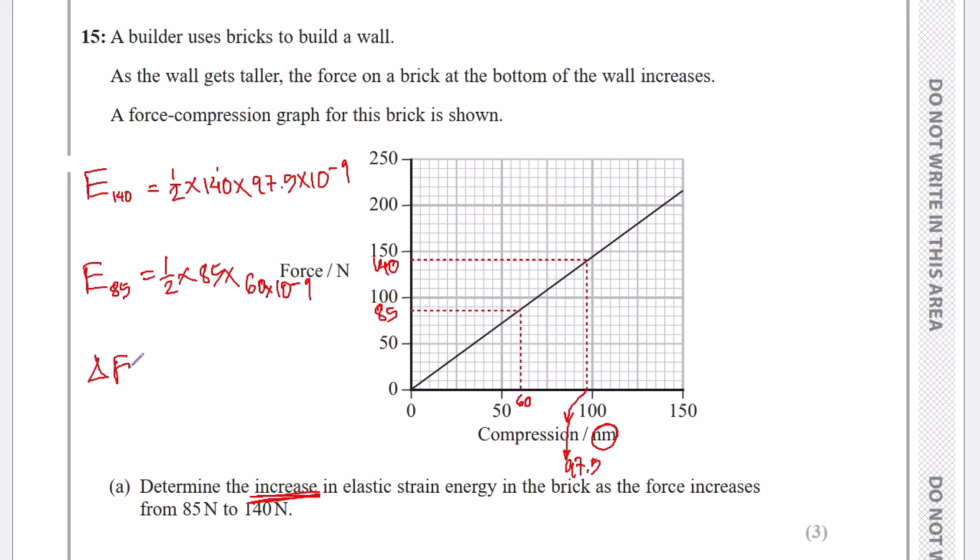You need to focus on this one, the increase in elastic strain energy. That is delta E. This energy minus this energy would give you the difference in energies, which is equal to the increased elastic strain energy. Put in the values in your calculator and match with mine. When you put the values in your calculator, it should be rounded off to 2 SF. It's 4.3 times 10 to the power minus 6. Unit should be joule.